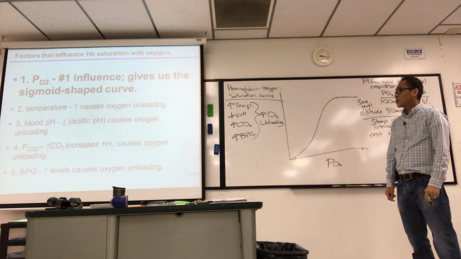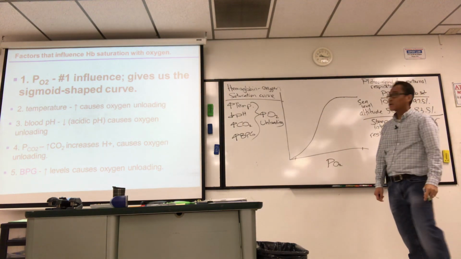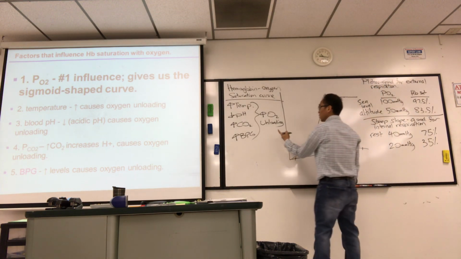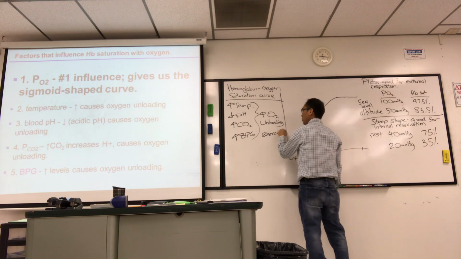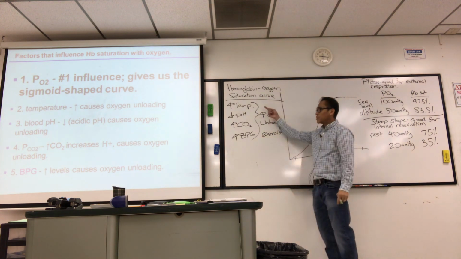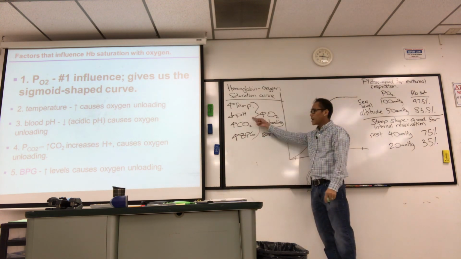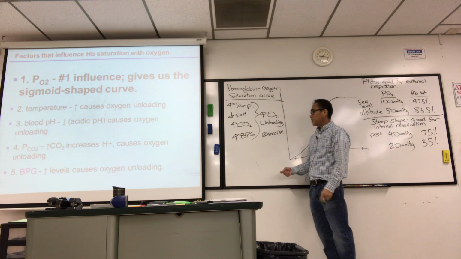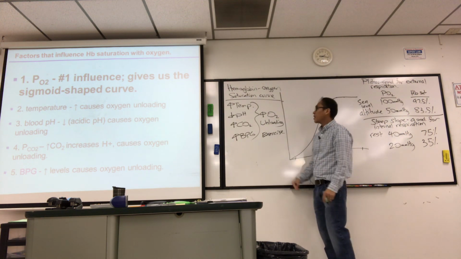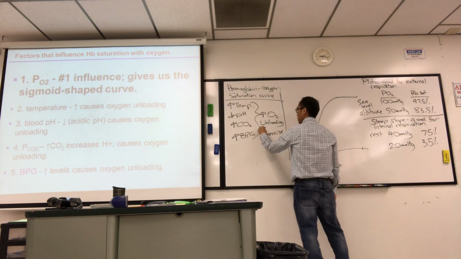All of these things occur when you exercise. So during exercise, you get increased body temp. You get a lactic acid buildup in the muscle. You get more CO2 accumulating in the tissues. You have an increase in BPG. Exercise, put a star next to it.